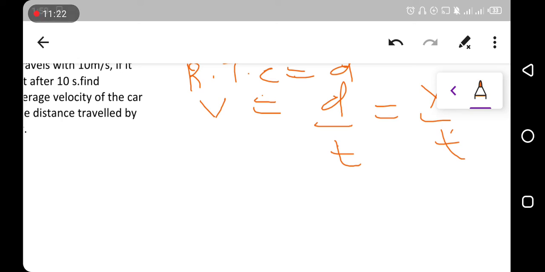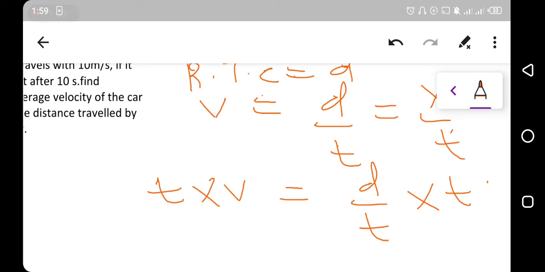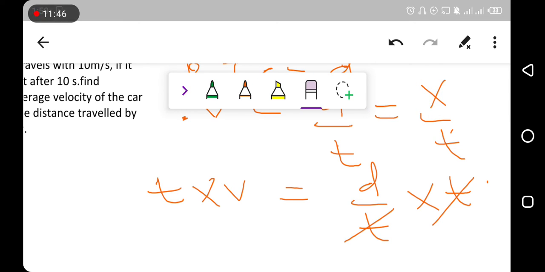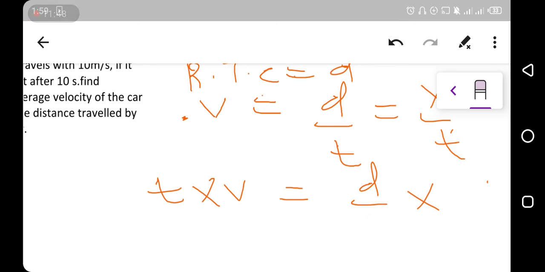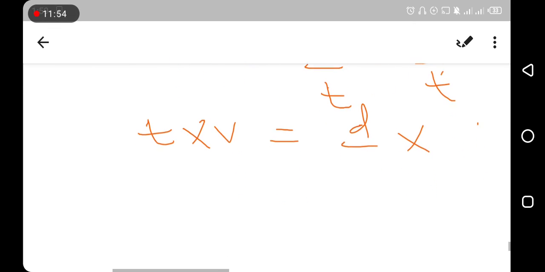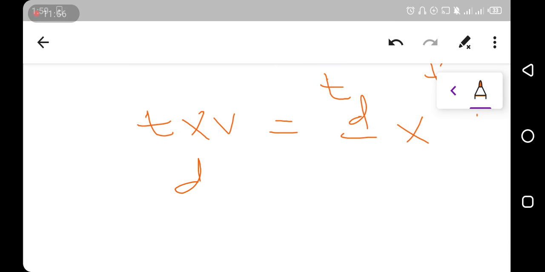So multiply by t both sides. Kwa hiyo zidisha kwa t kila upande. So we have t times v equals d over t times t. Umemultiply kwa t huku, upande huu umezidisha kwa t, na upande wa huku umezidisha kwa t. So the t and t cancel. So we have d equals t times v. So we may write d equals v times t.